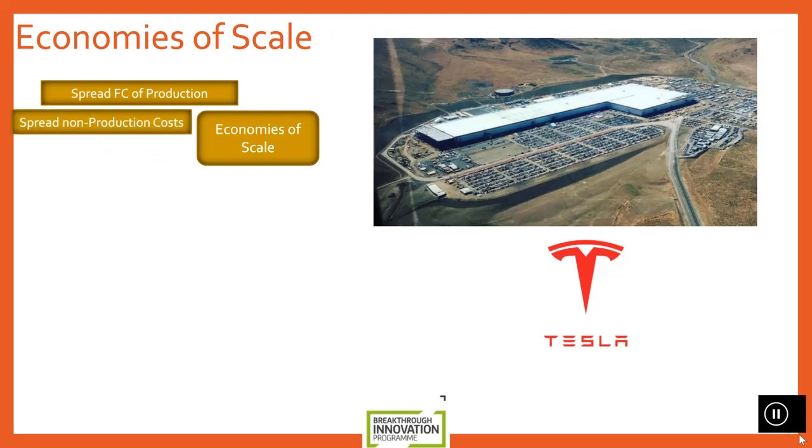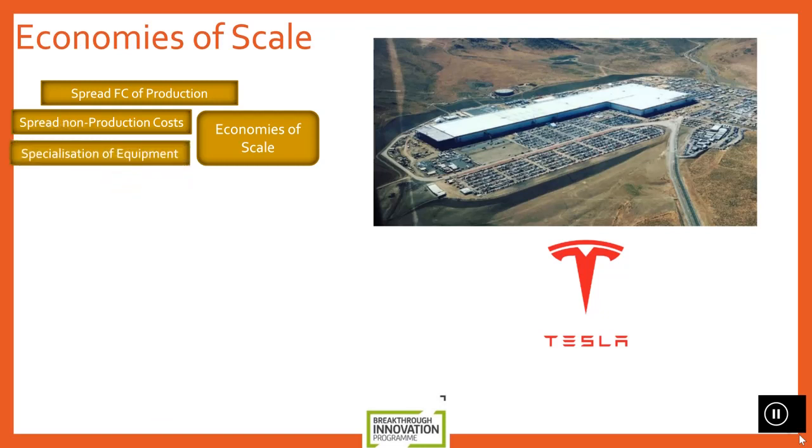The second source of economies of scale is the ability to spread non-production costs. So large volumes enable companies to spread the costs of R&D, advertising, general and admin expenses such as accounting, finance and HR. The higher the firm's R&D costs, for example, as a percentage of sales, the more incentive they have to expand globally to spread those costs across more customers.